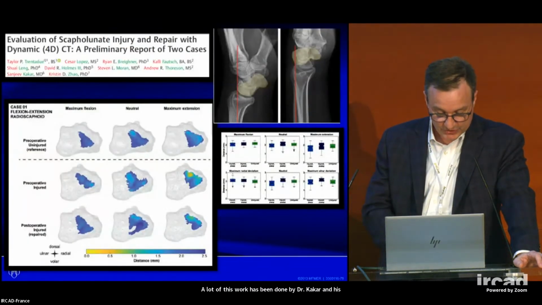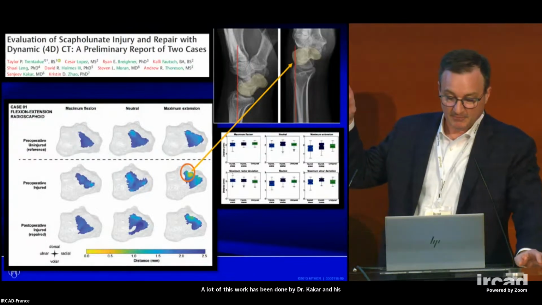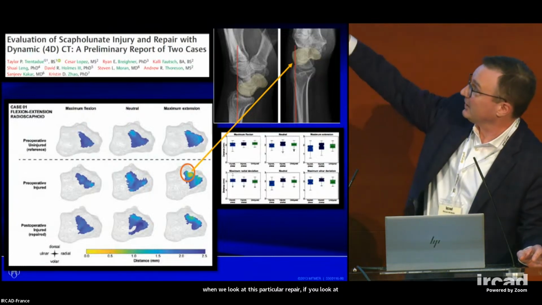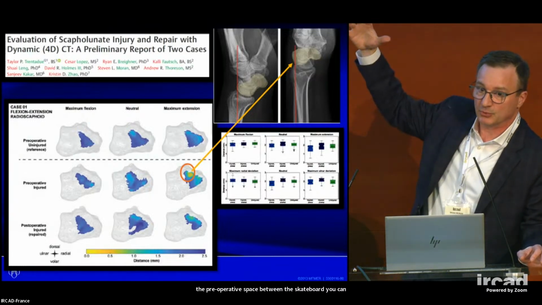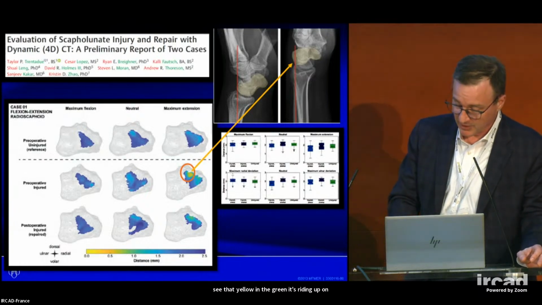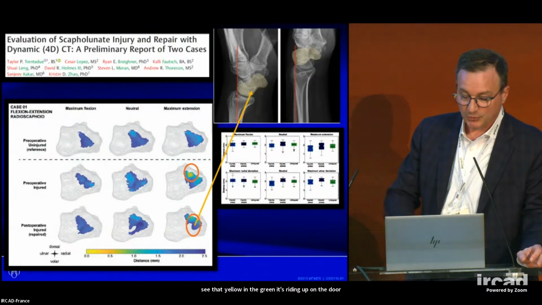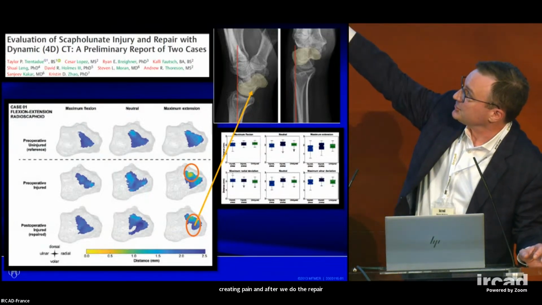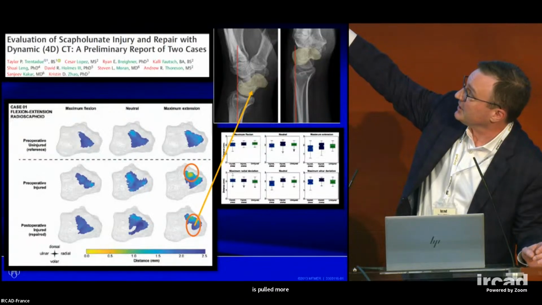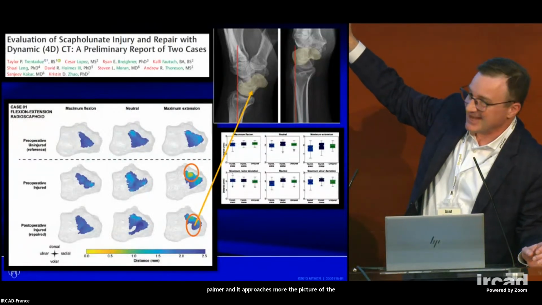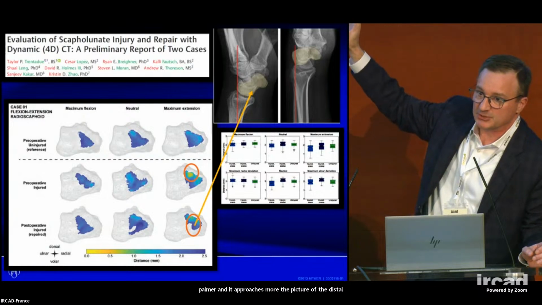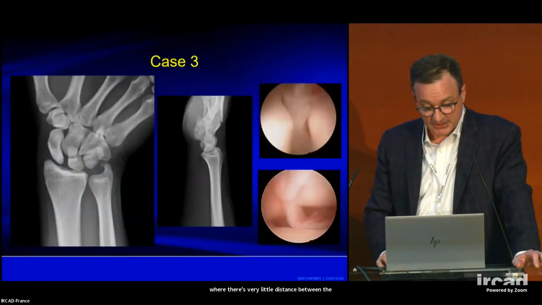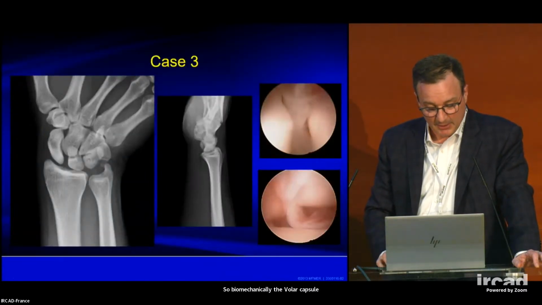But essentially, what we're seeing is when we look at this particular repair, if you look at the preoperative space between the scaphoid, you can see that yellow and the green, it's riding up on the dorsal aspect of the scaphoid, on the radius, creating pain. And after we do the repair, the scaphoid is pulled more palmar and it approaches more the picture of the distal radius that you see at the top, the hot yellow spots where there's very little distance between the scaphoid and the radius have been corrected. So biomechanically, the volar capsulodesis can really improve the biomechanics of the scaphoid.